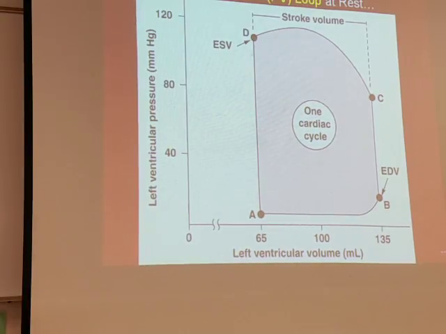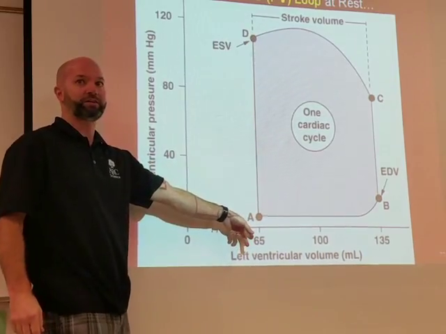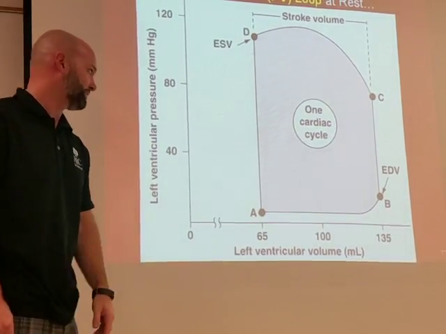Stroke volume. You've got what you need to calculate it. What's the value? 135 minus 65, 70 mils is your stroke volume.